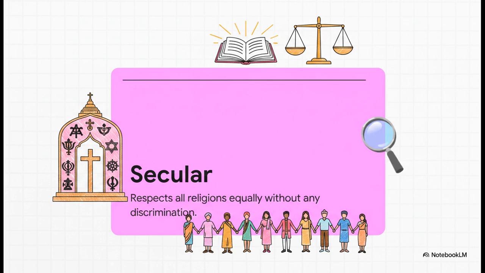The third term, secular, was also explicitly added in 1976. But just like socialism, its spirit runs through the entire original fabric of the Constitution. It simply means the state is not founded on any one particular religion. Instead, it respects all religions equally, without any discrimination. It's a fundamental commitment to protecting minorities and guaranteeing equal rights to everyone, which perfectly reflects a core rule of law.